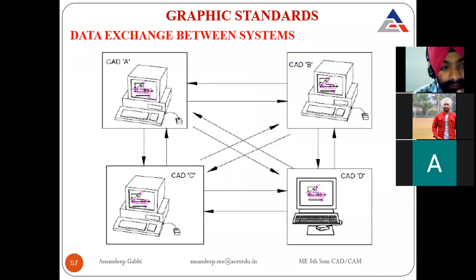So this is all about exchange between systems. You can exchange between CAD A, CAD B, CAD C, and CAD D. I have just drawn this diagram to show you that one diagram can be transferred to another, and from one to a third, to a fourth, and all that. They can mutually exchange also.